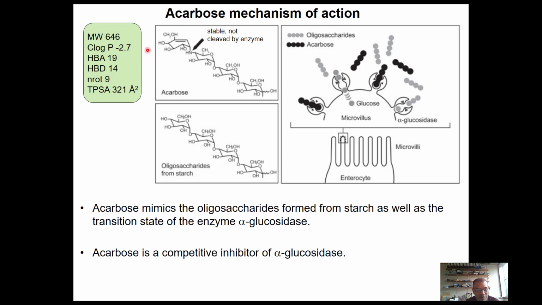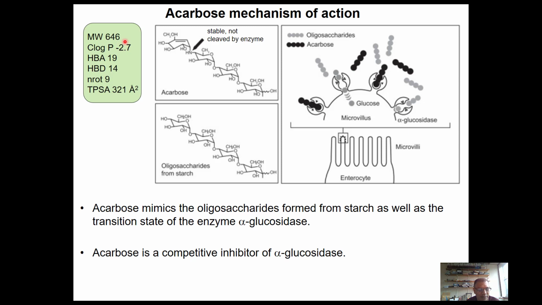And in terms of its physicochemical properties, you can see it's a rather large molecule. It also has, due to all these OH groups present, it's a very polar molecule, so it has a very negative log P. And in a similar way, it has lots of hydrogen bond donors and acceptors. So these are all features that would predict that this molecule is not orally bioavailable.